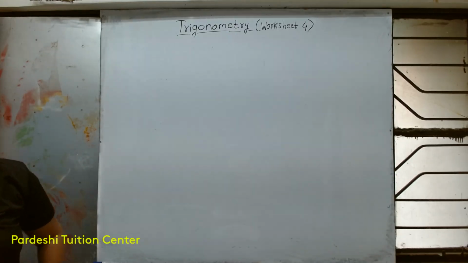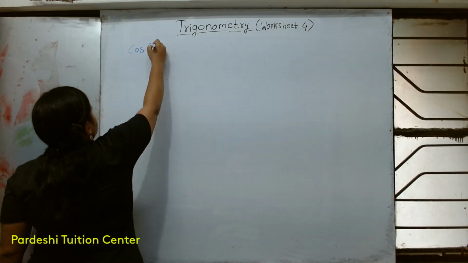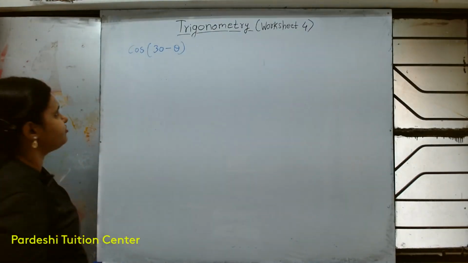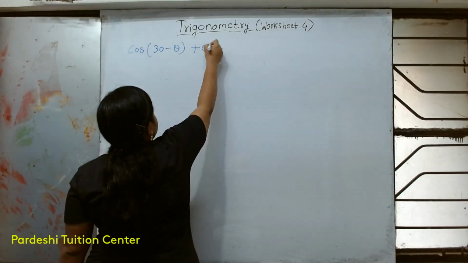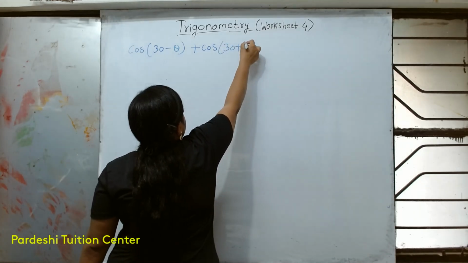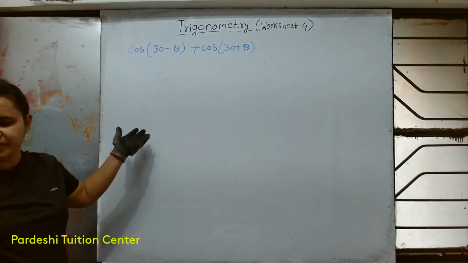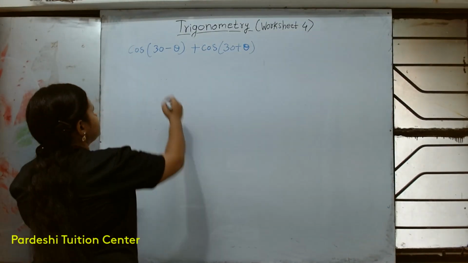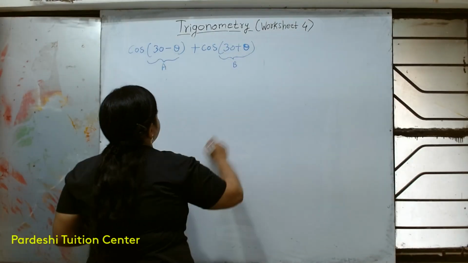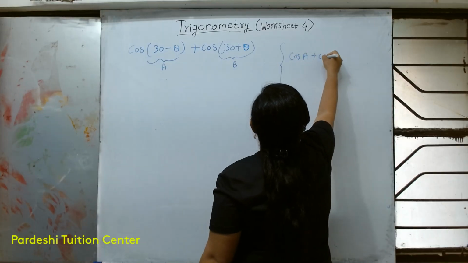Now 8th one is cos of 30 minus theta plus cos of 30 plus theta. So it is again the formula for cos A plus cos B. If I take this as A and this as B, it is again the formula for cos A plus cos B.